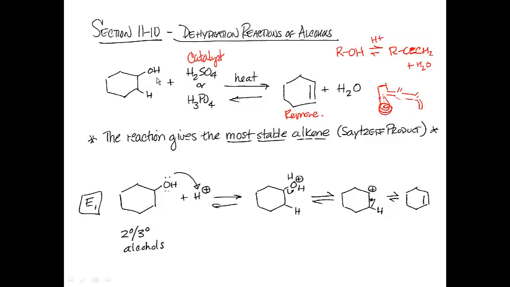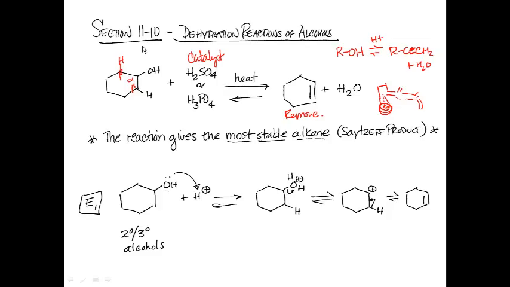Now, remember that when we're doing dehydration reactions, we always get the most stable alkene. And the way that we know what alkene we're forming is that we look at the carbon attached to the OH group as the alpha carbon. We look at all of our possible beta carbons, and then we would lose a beta hydrogen and the OH to form the double bond between the alpha and the beta carbons.